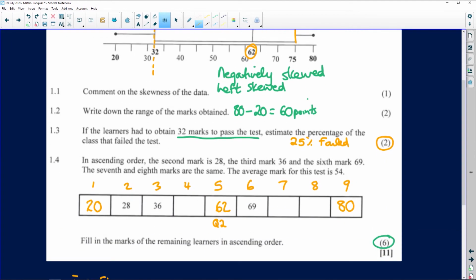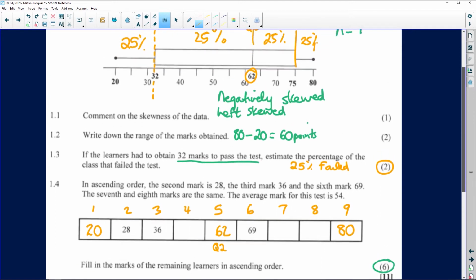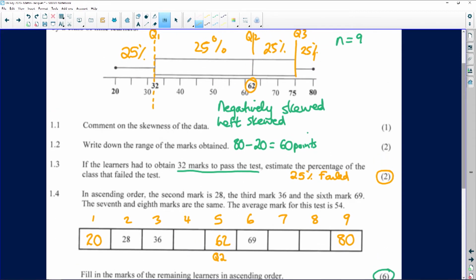Then they also said to us in the beginning, the 7th and the 8th marks are the same. So the 7th and the 8th marks being the same mean we're somewhere here around quartile 3. Now, if we look at the data, quartile 3 lies over here.